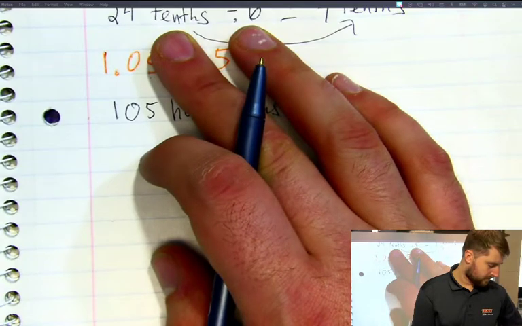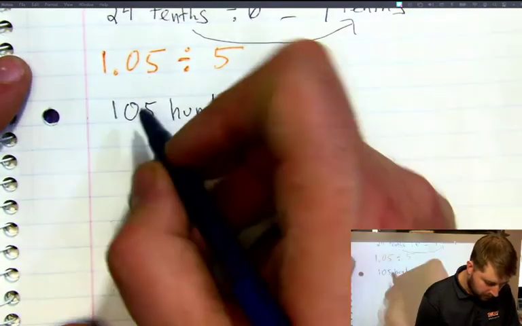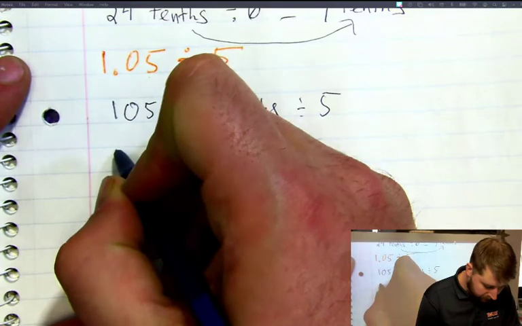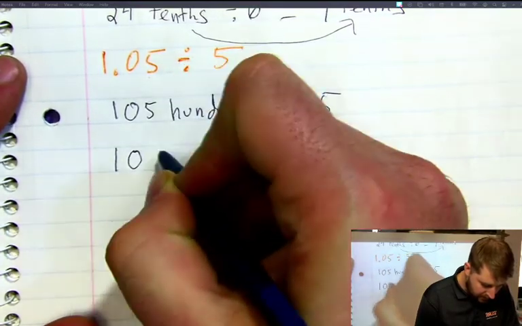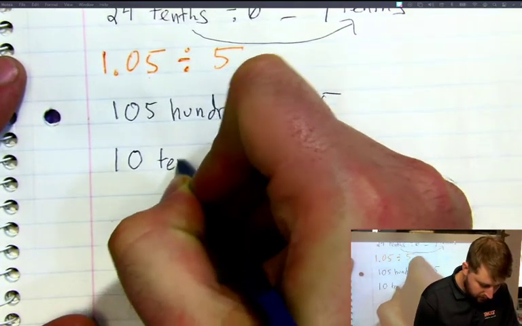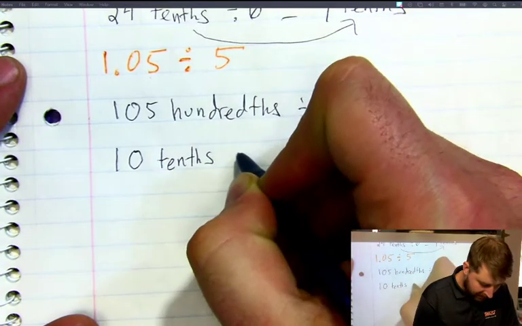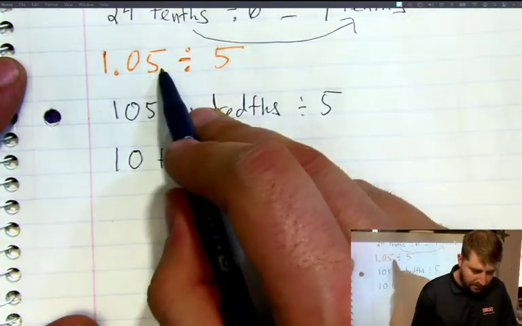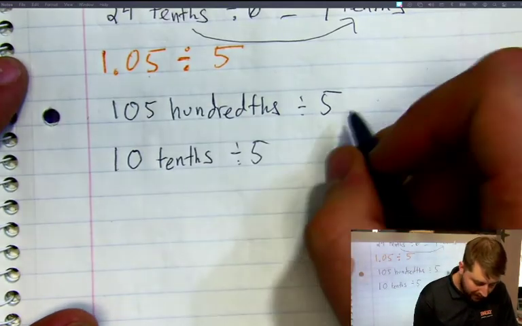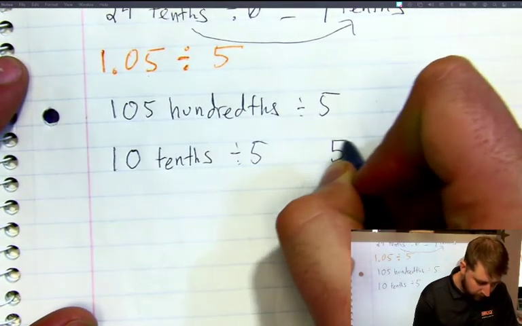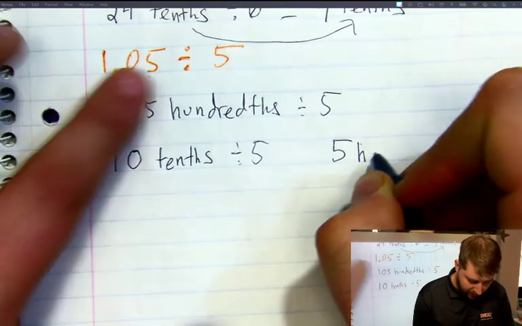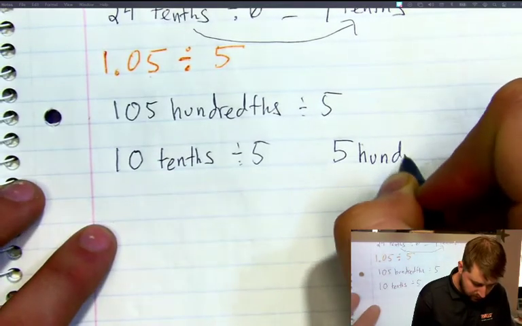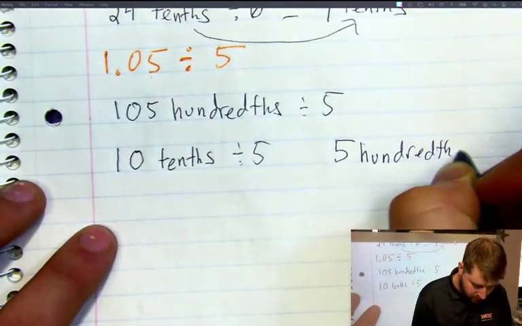We have 10 tenths divided by 5. So we're going to break apart this into 10 tenths, and then what is left once we take away our 10 tenths? There is 5 hundredths. This 5 hundredths divided by 5.